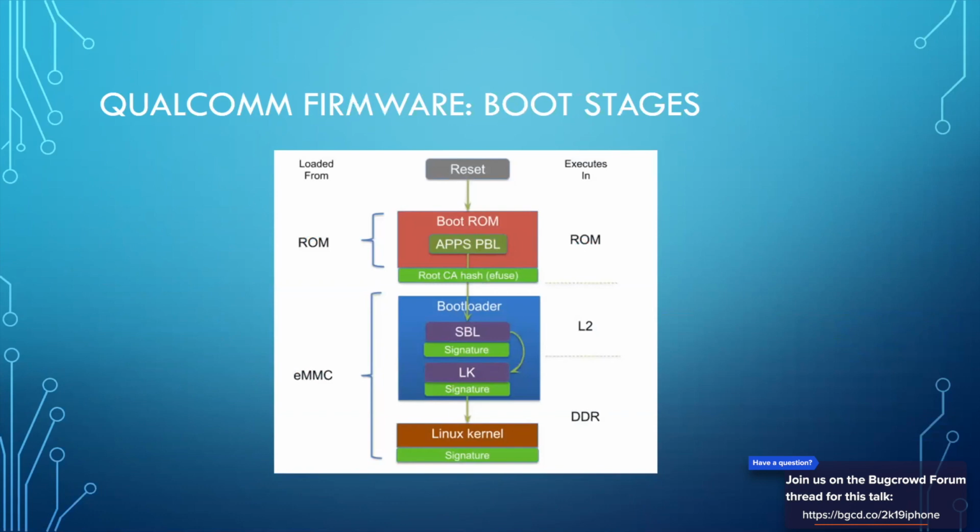So let's talk a bit about the boot stages of the baseband chip. At first, you have the boot ROM, and the boot ROM, as you know, can only be flashed once, so you cannot change anything in here. The boot ROM contains the root certificate authority hash, and also the root certificate authority certificate used for code signing. So that is what code signing will compare against.